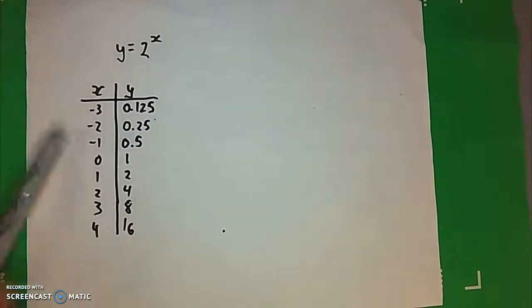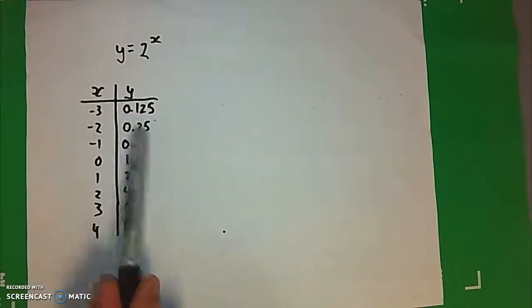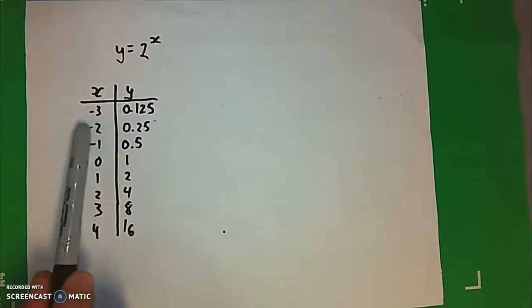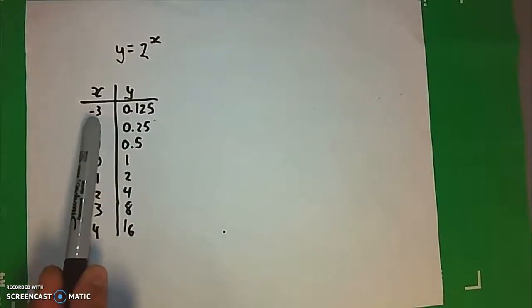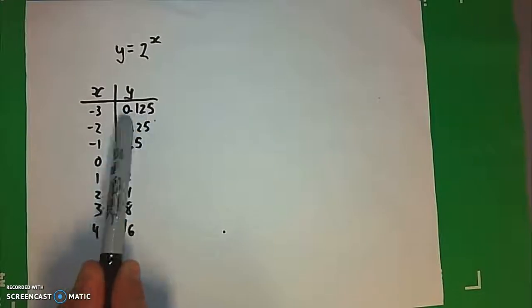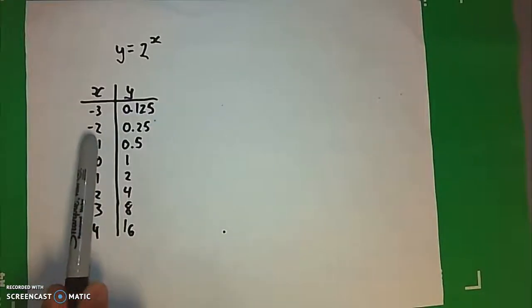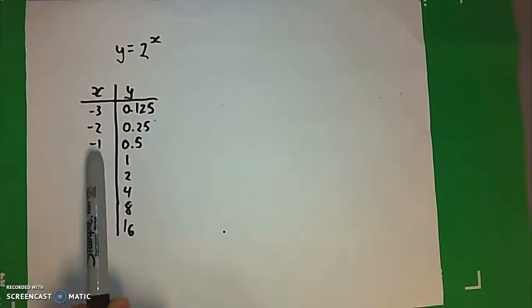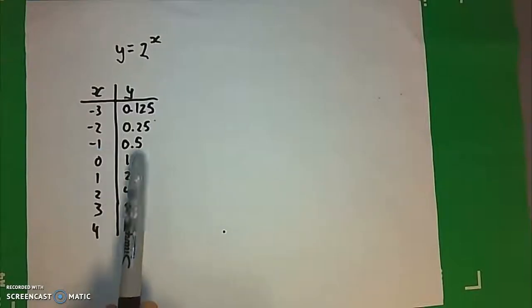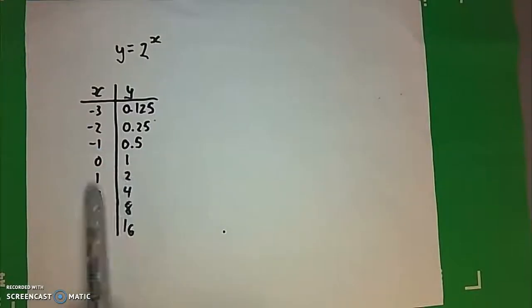We just pick our list of x's, and then we calculate our list of y's. So this is y equals 2 to the power of negative 3. If you punch it into your calculator, you get that. 2 to the power of negative 2 is that. 2 to the power of negative 1 is that. 2 to the power of 0, 2 to the power of 1, 2 to the power of 2, and so on.